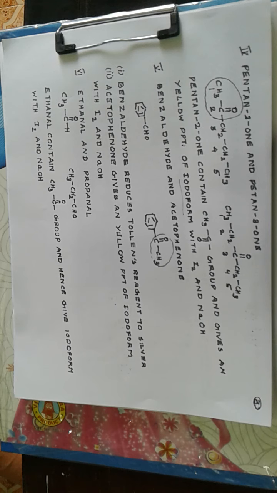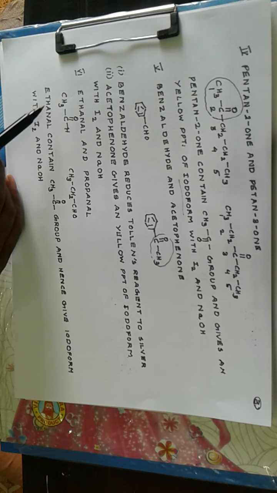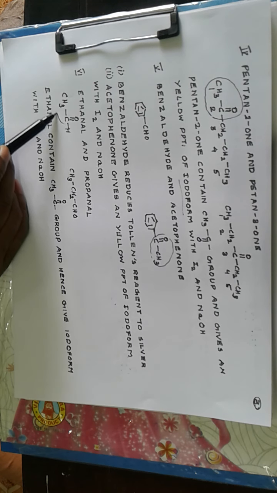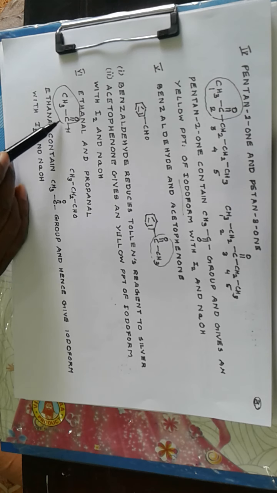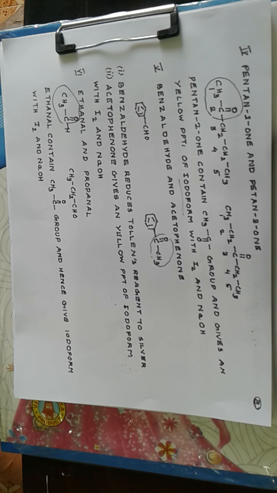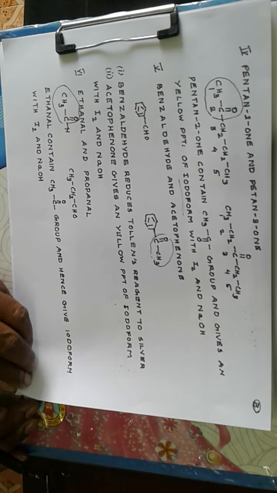while benzaldehyde will not give iodoform. Then ethanol and propanol. Ethanol can be oxidized to acetaldehyde, which contains the CH3CO group, so it can give the iodoform reaction, while propanol cannot give iodoform with iodine and alkali.